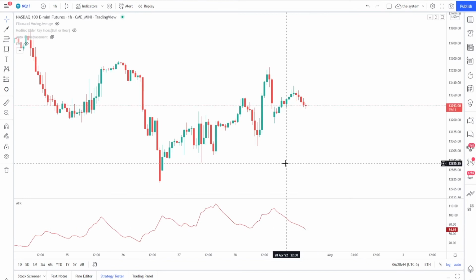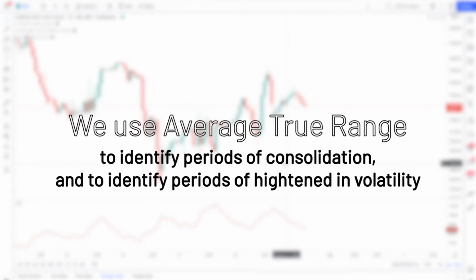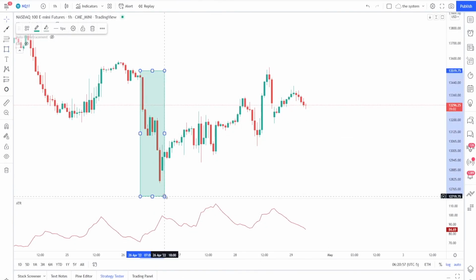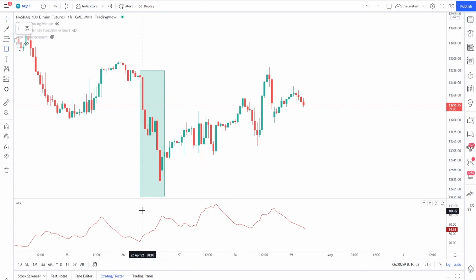The second way to use the average true range is going to be to identify periods of consolidation and to identify periods of heightened volatility. In this example, I see that we have a sell-off here. We can see that pretty easy on the chart. And if we look at that in correlation to our ATR, you can see how the ATR is rising in value.